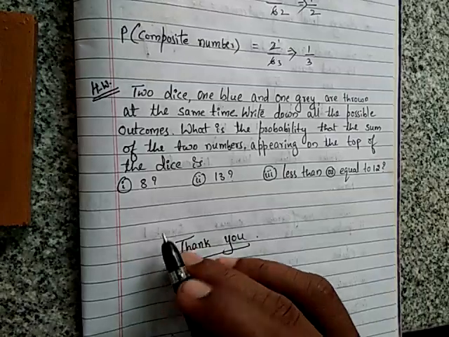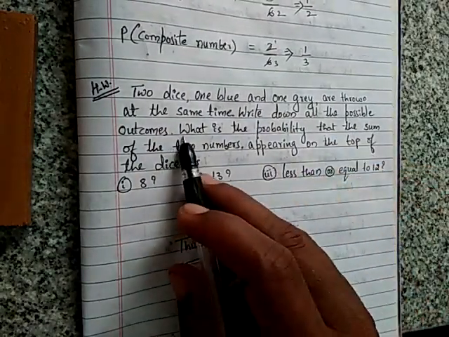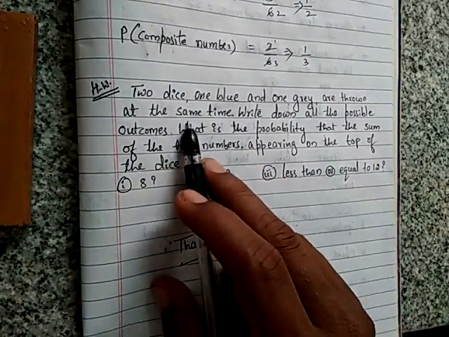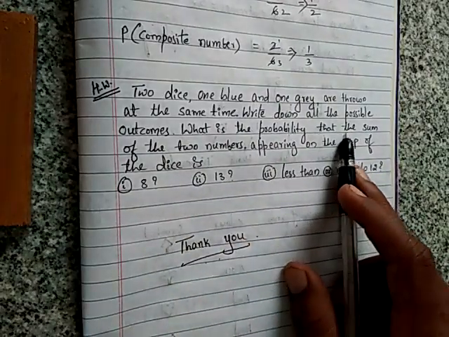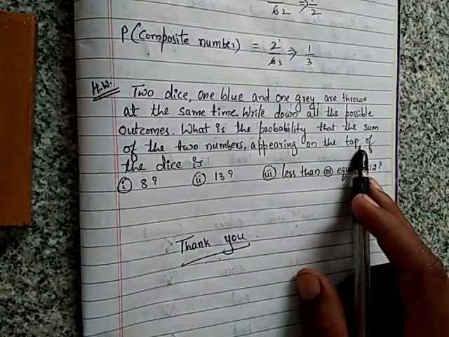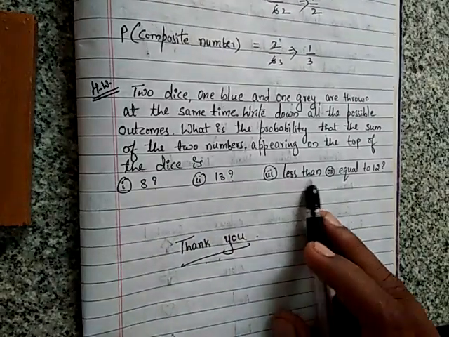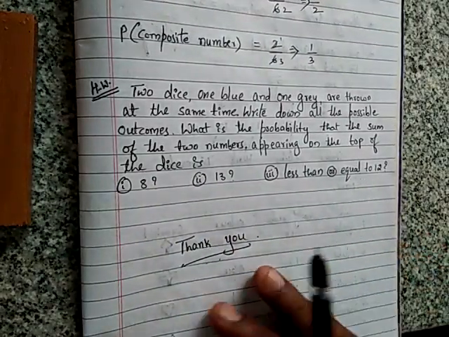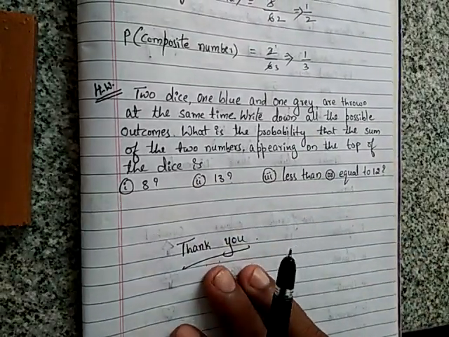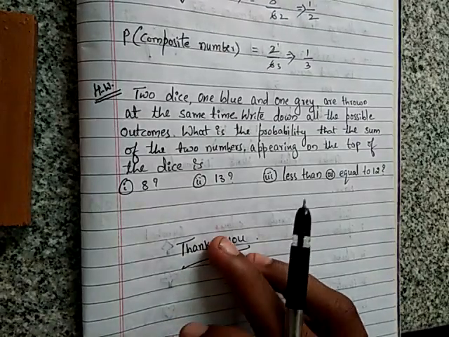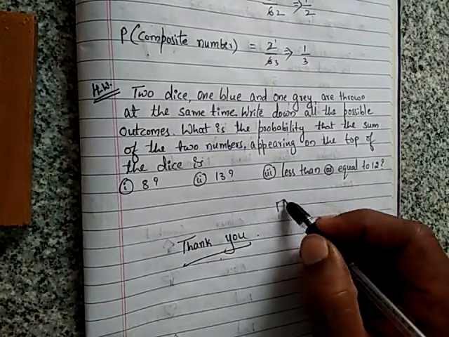Similarly, you can remember, my dear students: 2 dice, one blue and one grey, are thrown at the same time. You can do this as homework. At the same time, write down all the possible outcomes. What is the probability that the sum of the two numbers appearing on the top of the dice is 8, 13, less than or equal to 12? So I will explain the meaning of this. 2 dice means how many outcomes? 36 outcomes will be there, and appearing on the top. So 2 dice will be there like this.